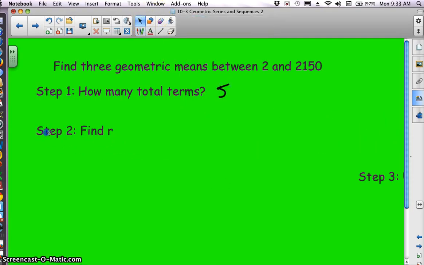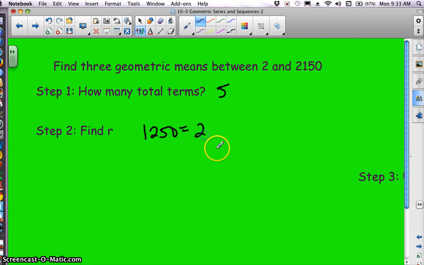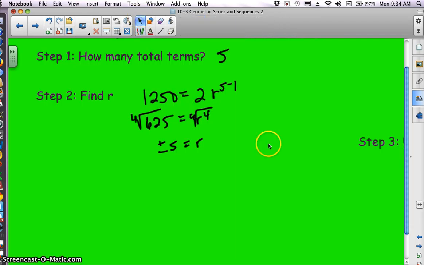Step 2, very similar to the arithmetic, we're going to figure out what the r is. So in order to do that, we're going to use our formula. So 1250 equals 2 times r to the 5 minus 1 power. We're going to divide by 2 on both sides, and that's 625 equals r to the 4th. We're going to take the 4th root of both sides, and that's actually going to be plus or minus 5. Because remember, anytime you take an even root, that's the plus or minus.